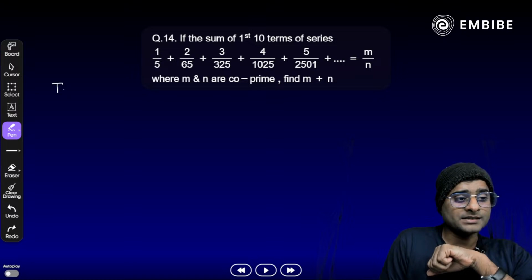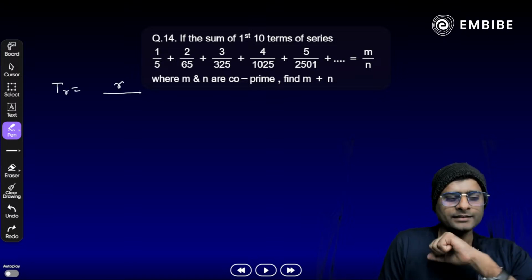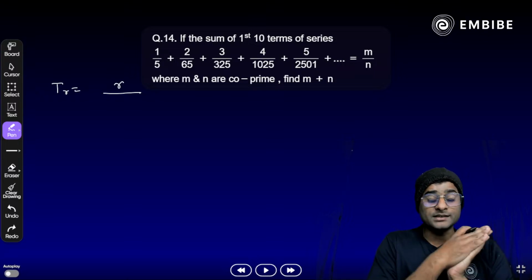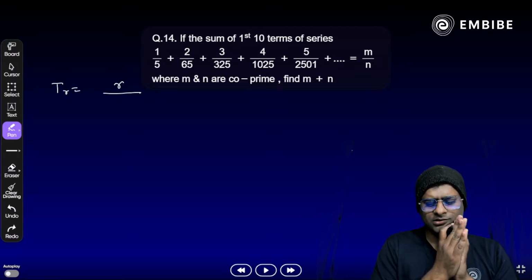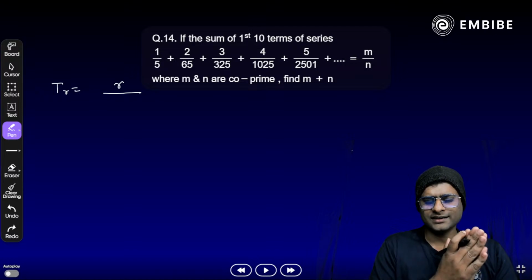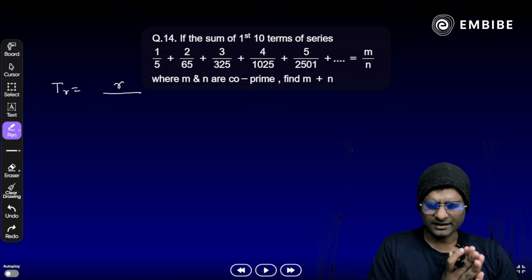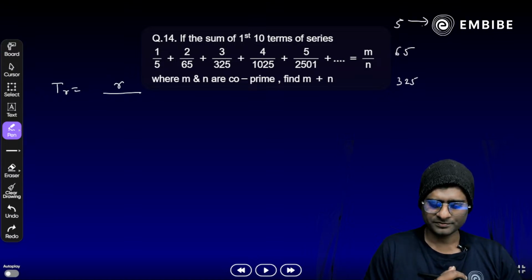Like the rth term is equal to what here? Look at the numerator: 1 2 3 4, obviously it should be r here. How do we solve the denominator? Like 5, 65, 325, 1025 here. If this were 4, 64, like 1024, it would be quite easy, right? How do we break it here? Like 5 is there, 65 is there, 325 is there. How do we break 5?